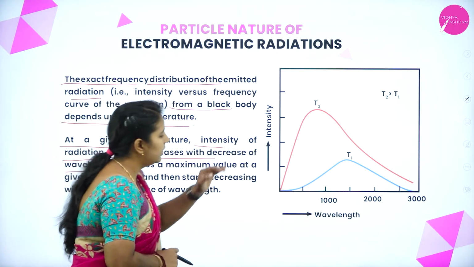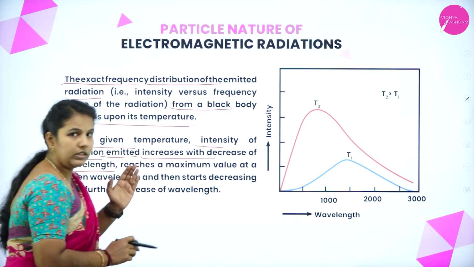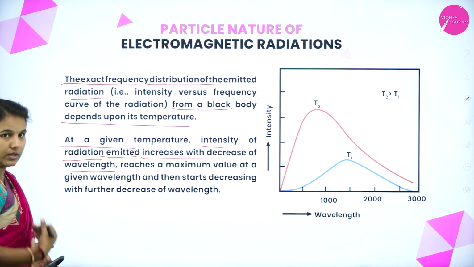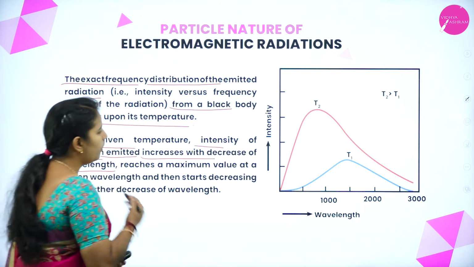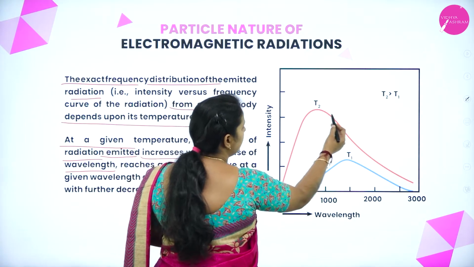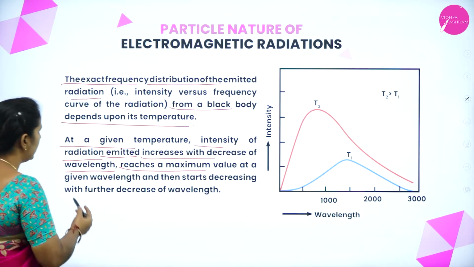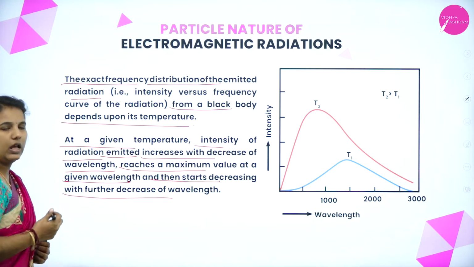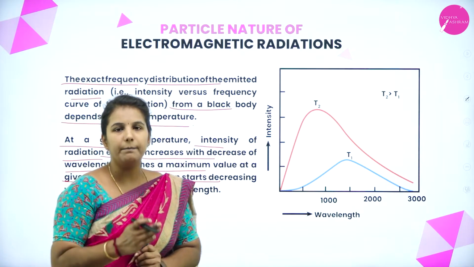Here, he plotted wavelength versus intensity. When he observed this graph, he saw that the intensity of the radiation emitted from the black body first increases, then decreases with the wavelength. You can see here, first it increases, then it decreases. It reaches the maximum value at a given wavelength, and then starts to decrease with the further decrease in wavelength. So this phenomenon was first explained by Max Planck.